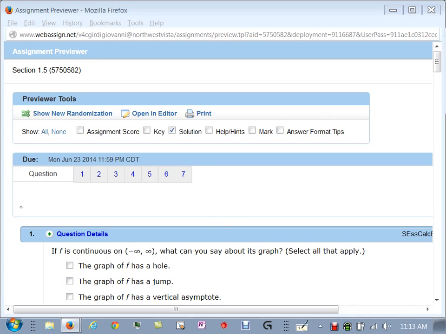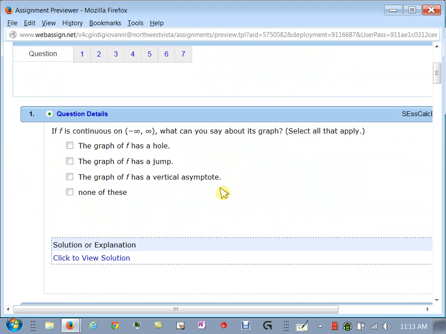All right, let's take a look at this homework from 1.5. Question 1: If f is continuous on the entire real number line, negative infinity to infinity, what can we say about its graph?